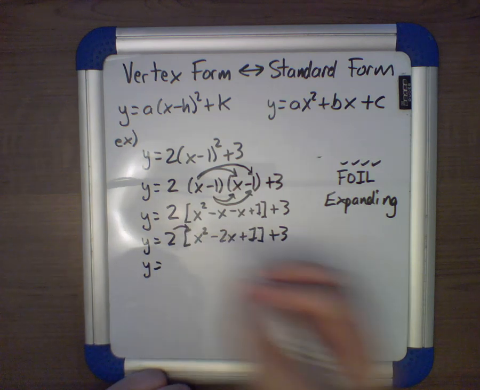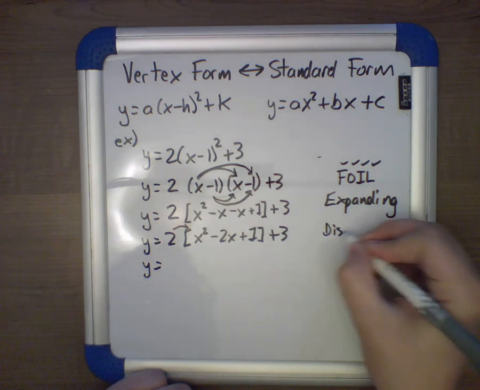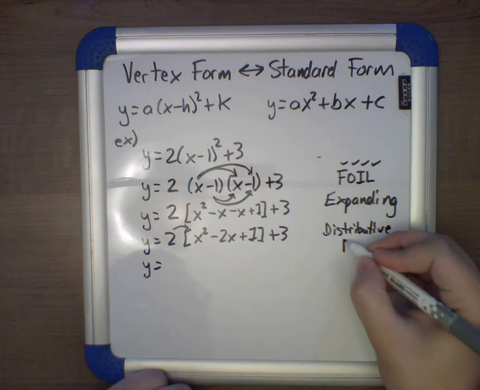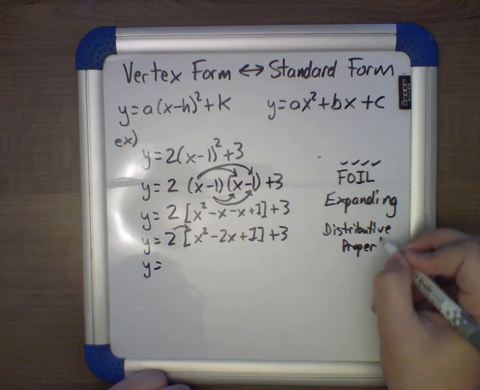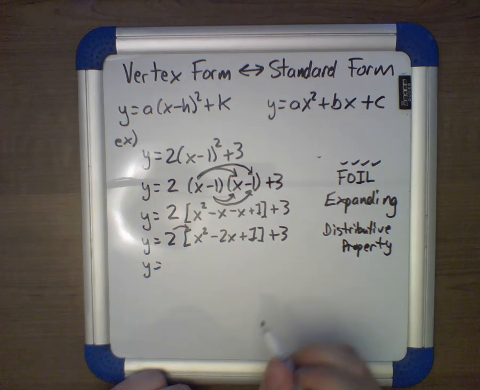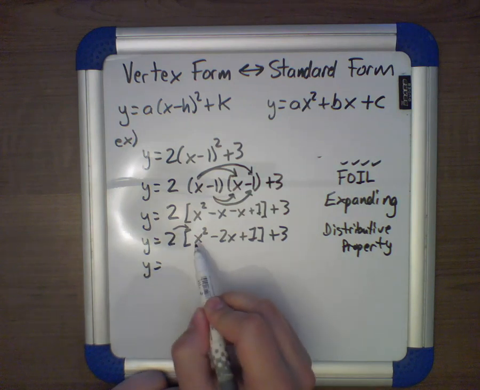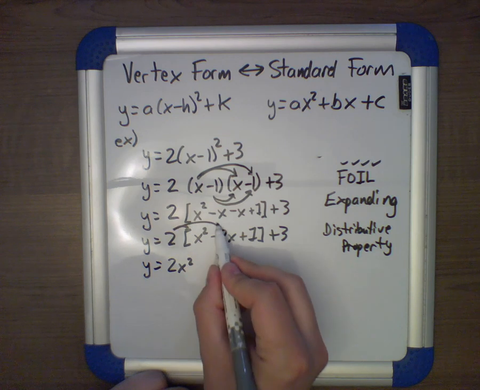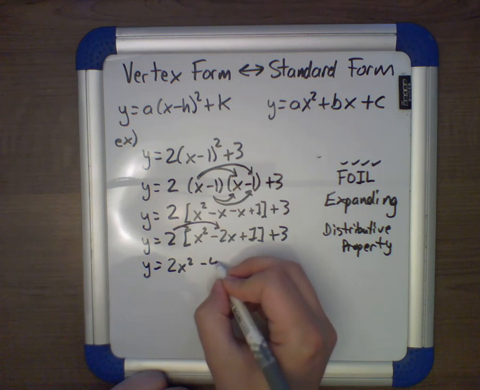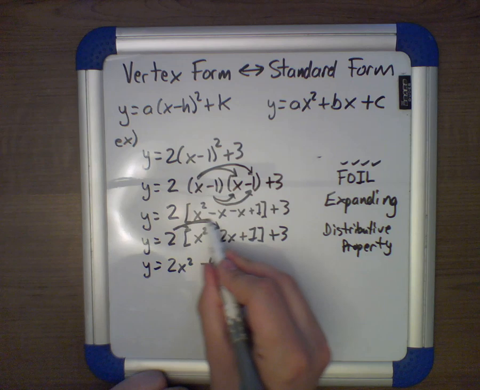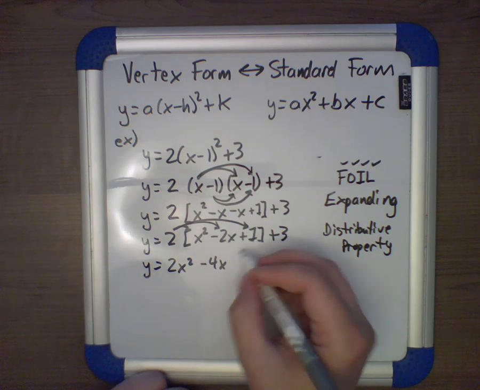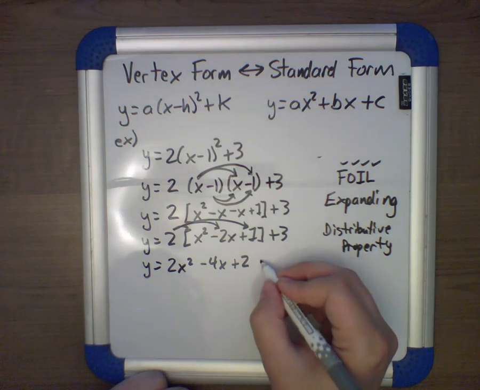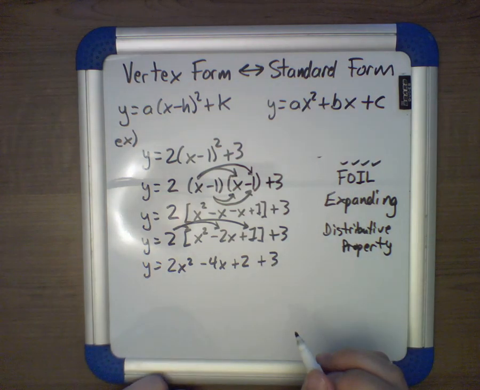Let's have 2 come into the house and say hello to everyone. So 2, and let's just label this. This is still expanding, but what we're doing here is using something called the distributive property. Or you can just think about it as somebody comes to the house and says hello. So 2 says hello to x squared, so we multiply and we get 2x squared. And 2 says hello to negative 2x, and we get negative 4x. And 2 says hello to positive 1, so we get positive 2. And then plus 3 is still hanging on there as well.